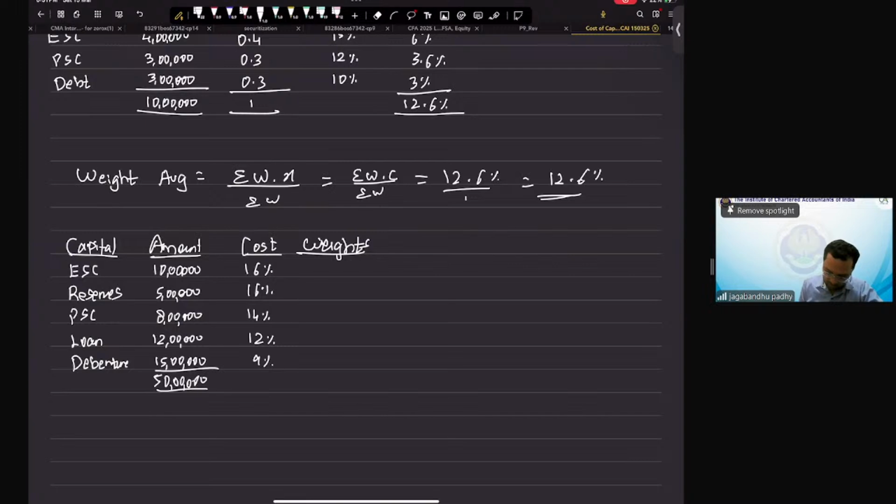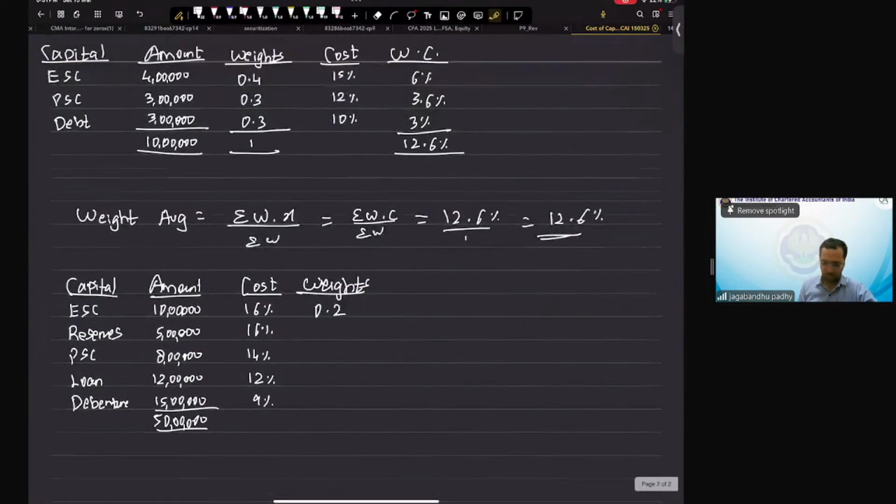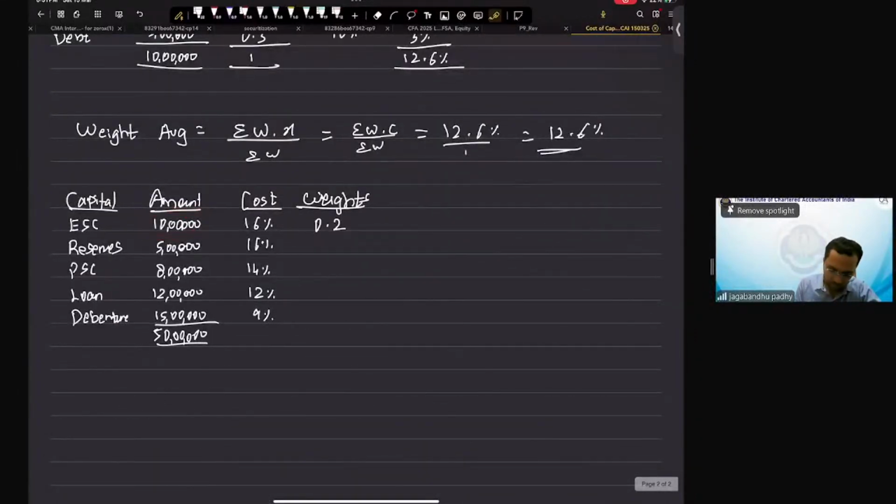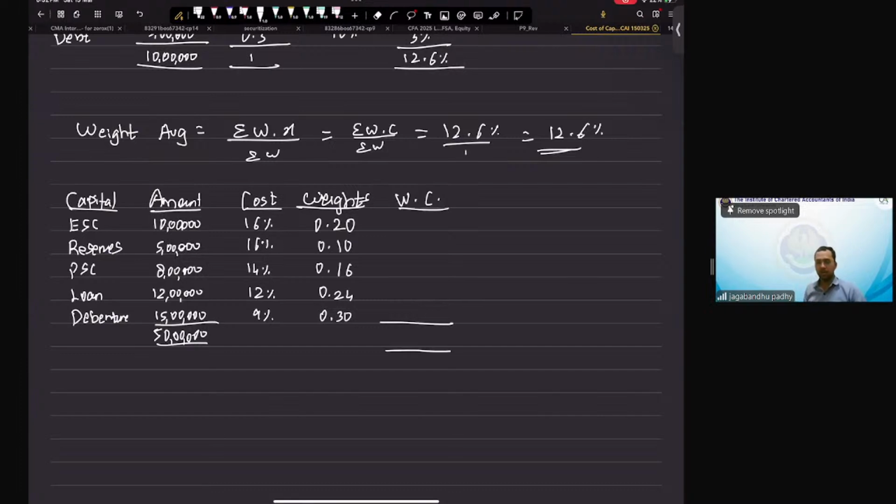So you can say weightage is 0.2, which is, of course, 10 lakh divided by 50 lakh. Then it's 5 lakh divided by 50 lakh, which is 0.1. Then this is 8 lakh out of 50 lakh, which will be 0.16. Yep. 12 lakh, that's 0.24 and the 0.30. Right? Then what you do is simply take weights into cost and just take the total. We have the amount of weights, we have the amount of cost, just multiply.